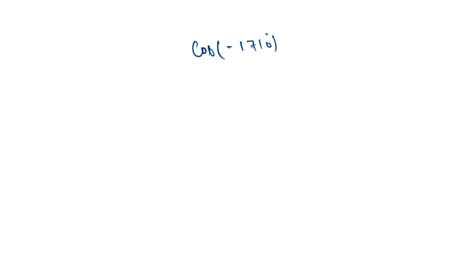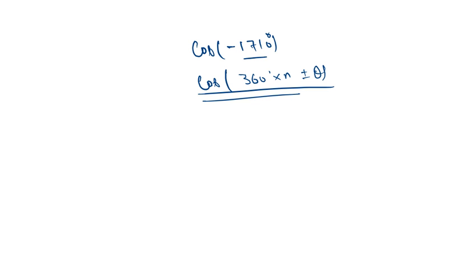This is a simple example, 1710 degrees. So what is the value of this one? At that time, what you have to do, keep in mind, you should always try to write it as cos of 360 multiplied by n plus minus theta in this form. Whenever your angle is more than 360 degrees or nearly 360 degrees, you try to write it in this form.